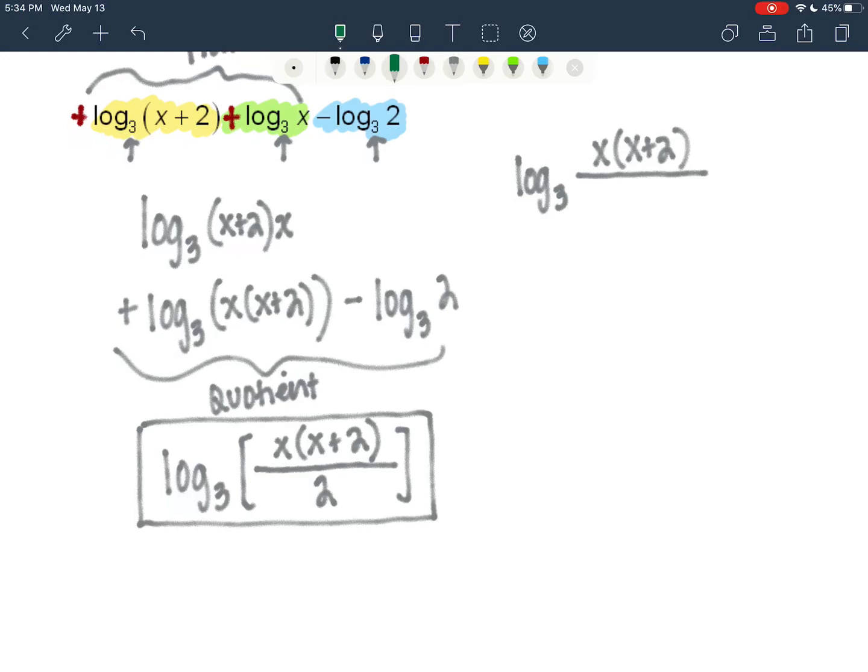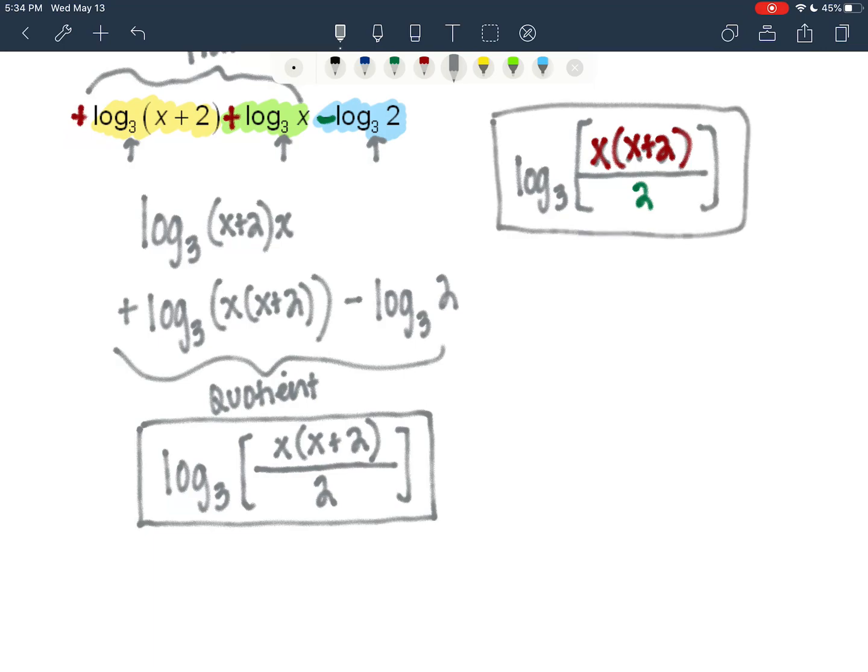Then I look at the negative logarithm. Let me write this in red so you know where that came from. So the positive logarithms become a product in the numerator, and the negative logarithm, so this log base 3 of 2 has a negative out front, its argument is going to go in the denominator. Then of course you know that I like to write the argument in parentheses. So that's how quickly I go from 3 terms to 1 term, and there's very little to no work that I show.